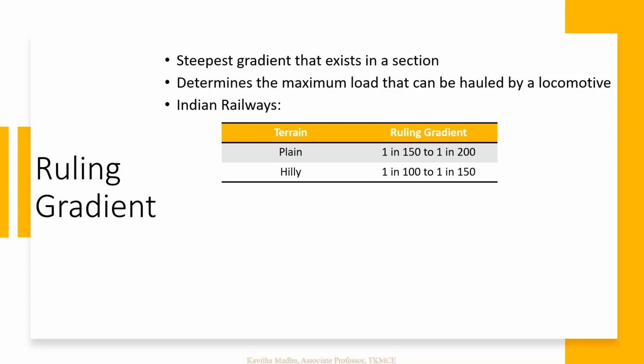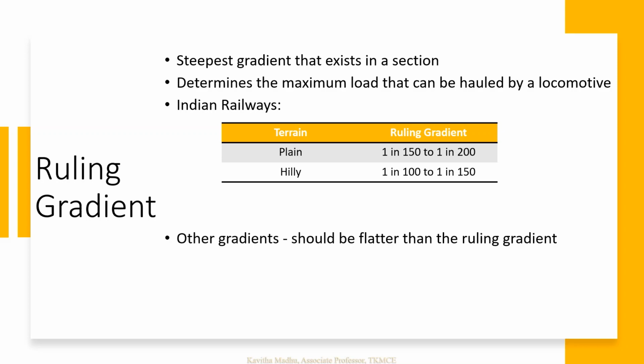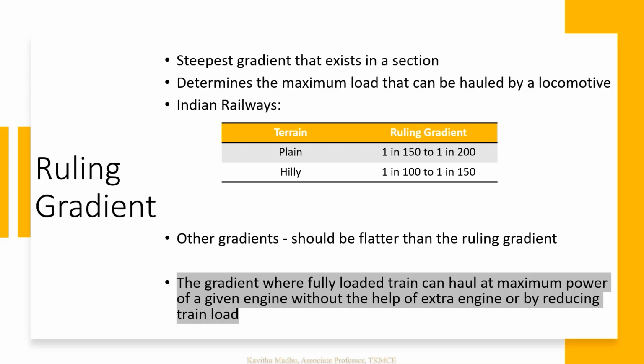As a rule, once a ruling gradient is specified for a section, there should not be any gradient steeper than that. That is the importance of the ruling gradient. Other gradients should be flatter than the ruling gradient, and it is usually defined as the gradient where the fully loaded train can haul at the maximum power of a given engine without the help of an extra engine, or by reducing the train load, or by reducing the speed of the train.